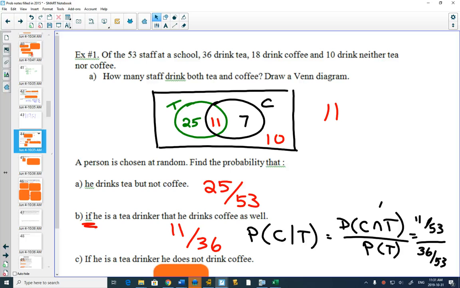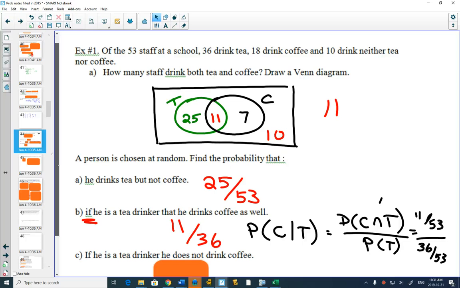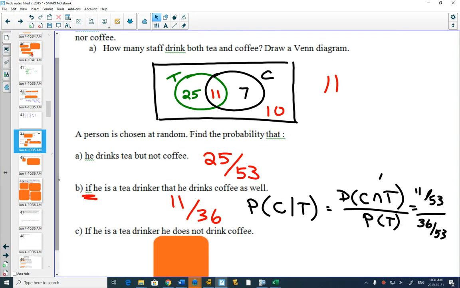If he is a tea drinker, he does not drink coffee. Well, you know it's the 36. There's 25 that don't drink coffee. 25 out of 36. Again, B and C are conditional probability because you're given a condition that reduces the size of your sample size. Instead of having to worry about all 53 people, you can reduce it to that.